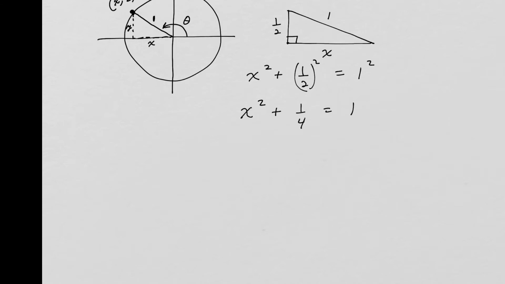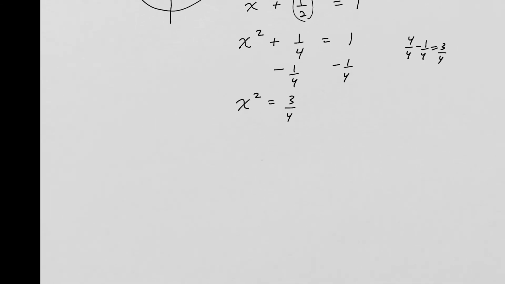And then if I subtract 1/4 on both sides, I have x squared is equal to 1 minus 1/4. Well, that's the same thing as 4/4 minus 1/4, which is 3/4. So this is equal to 3/4. And then finally, I can take the square root of both sides. Let me finish it up over here. So x squared is equal to 3/4. So now I take the square root.